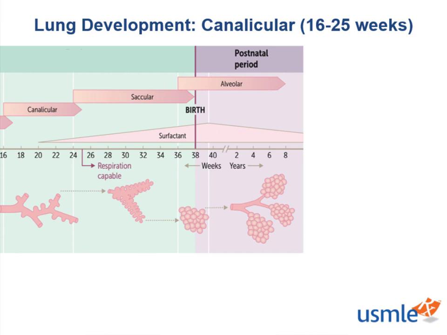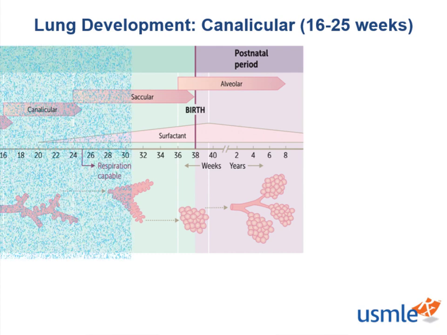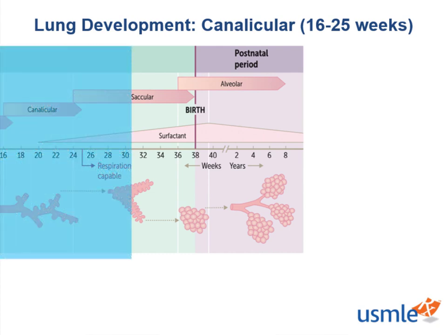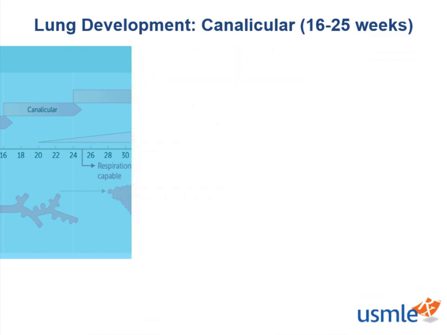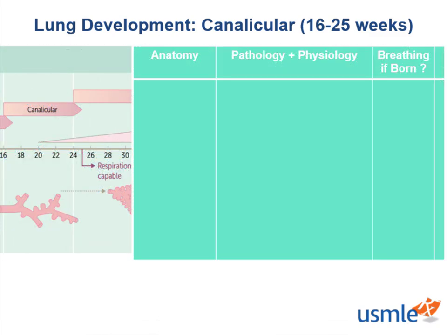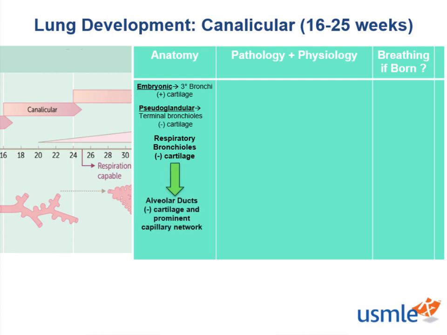Overlapping with and continuing after the pseudoglandular phase, within the fetal period, is the canalicular stage. Again, the fetal period is characterized by continued growth and development of the organs formed during the embryonic period. So let's continue that conversation by adding on to the anatomy formed in the previous stages. In the canalicular stage, respiratory bronchioles that lack cartilage form and extend all the way down into the alveolar ducts that have a prominent capillary network.